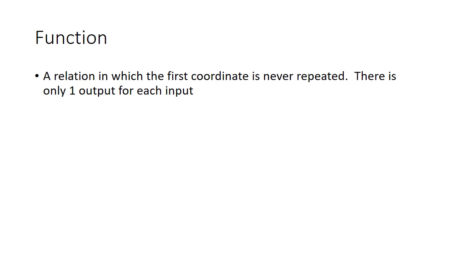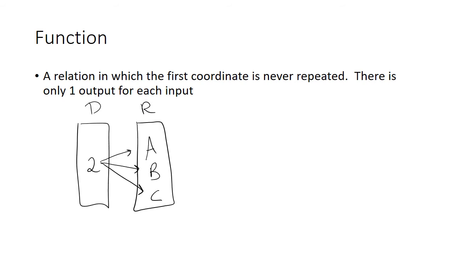So a function is a type of relation. It's a type of relation where specifically the first coordinate, your x coordinate, is never repeated. There's only one output for each input. So if you put in a 2, you're going to get a specific output, right? A non-function is when your first coordinate can give you more than one output. So here would be an example.